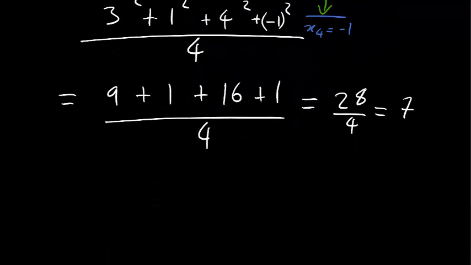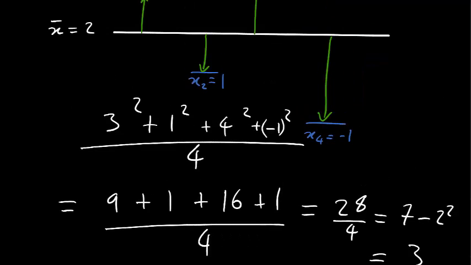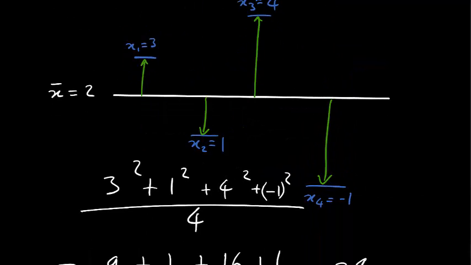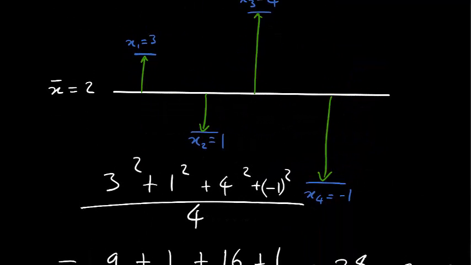Then if I take away 2 squared from that, so I take away the mean squared, that comes out as 3. So the average variation, if you like, is 3. In other words, all I'm doing at the last minute is just skewing the data. So I'm just taking away the mean squared.